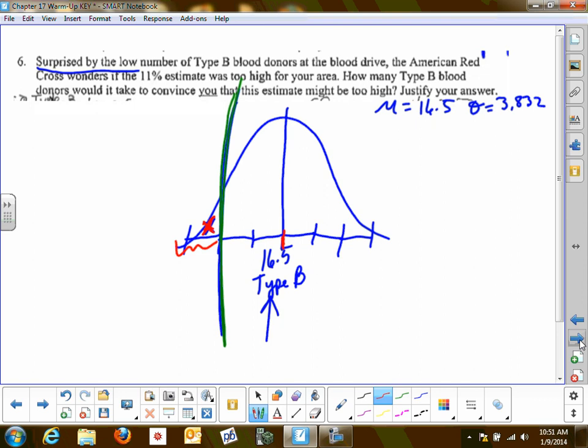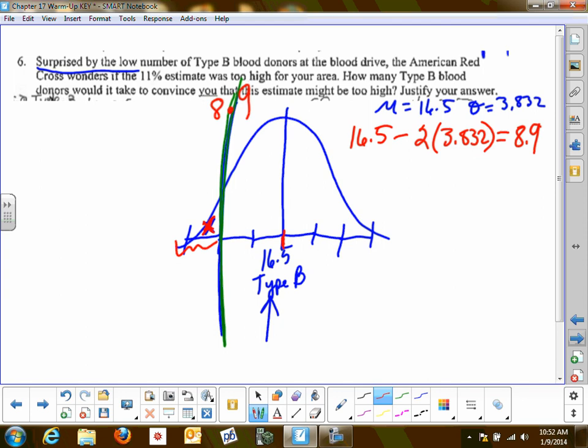I'm going to do this 2 ways. The common sense way is 16 and a half, because that's what's expected. Take away 2 standard deviations, and you end up at 8.9. So if I'm getting less than 8.9, then I'm going, whoa, something is weird.